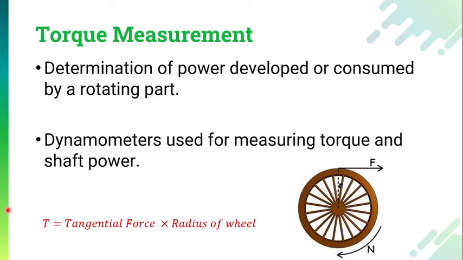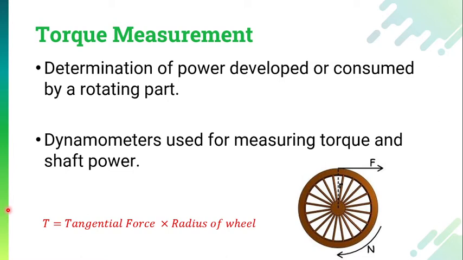Now when we talk about measurement of torque, we are basically identifying the power that is developed or consumed by that particular rotating part. If there is a generator or a motor, the motor will try to rotate the shaft, so the rotating shaft is developing rotational power. And many times there is a consumption of power available. So we will be identifying that particular power.